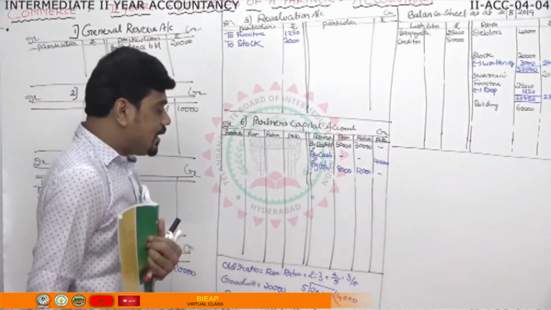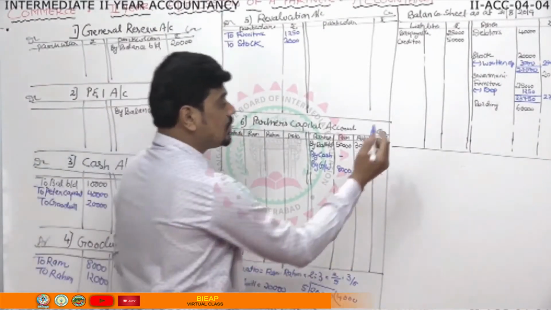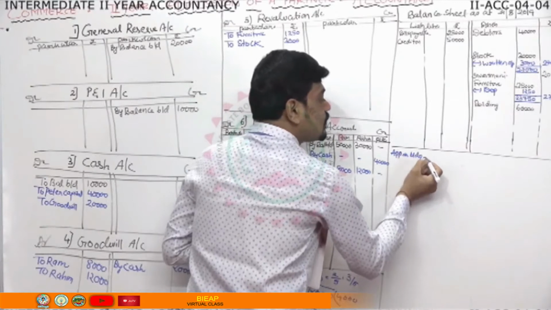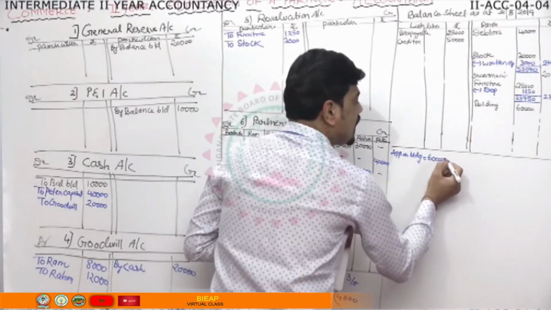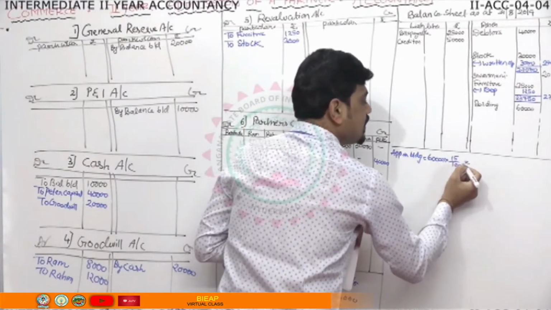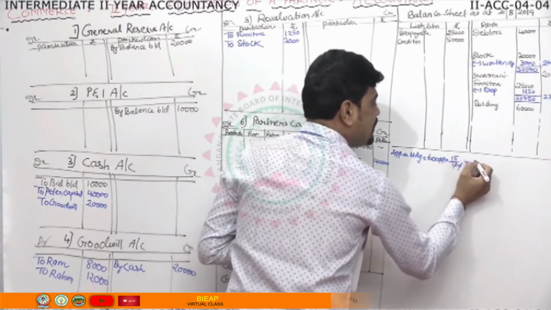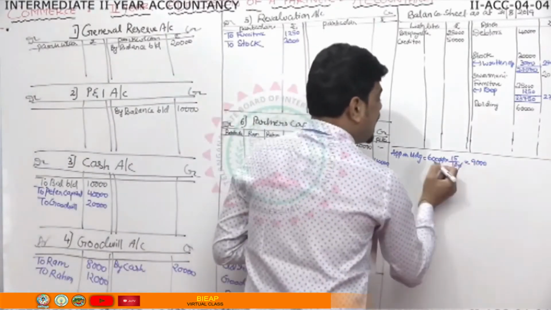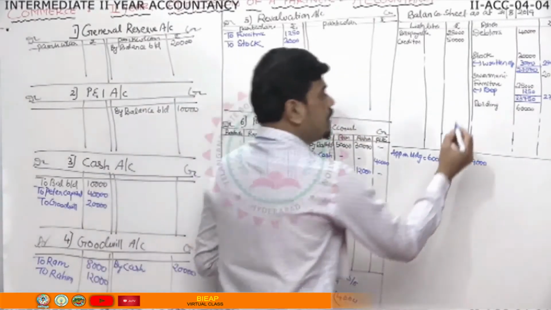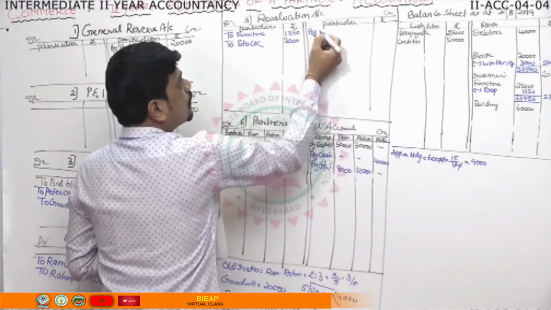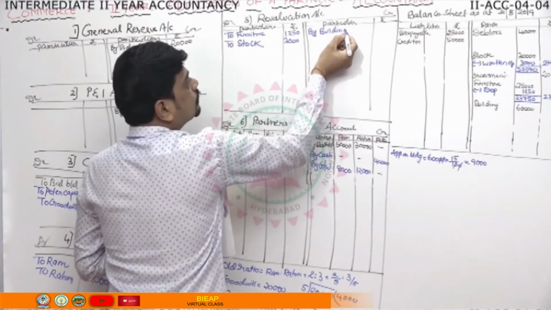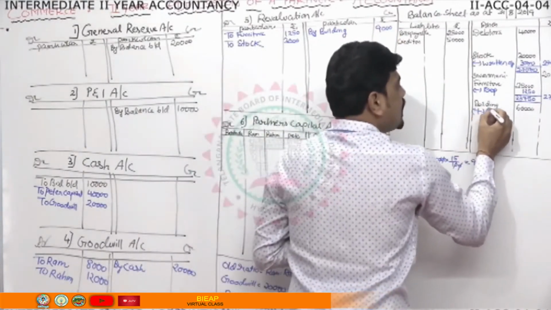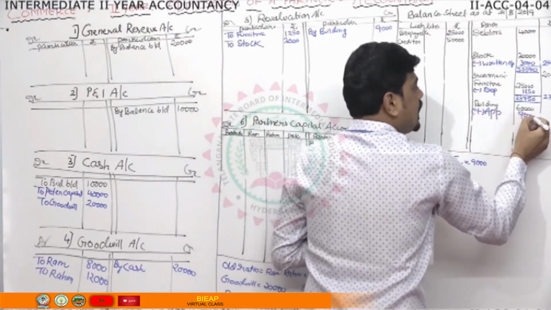Then appreciate building by 15%. So appreciation on buildings. What is the building value? 60,000 into 15%. Zeros cancel. 6 5s are 30, 15 6s are 90. 9,000 is the building appreciated. So I'll go to the revaluation account, by building. How much is building? 9,000. Then I'll add the appreciation, 9,000.